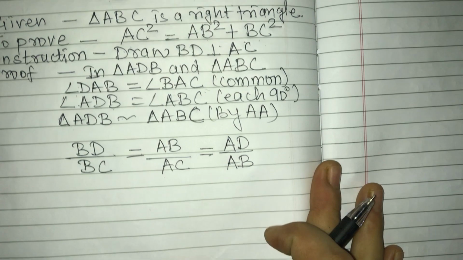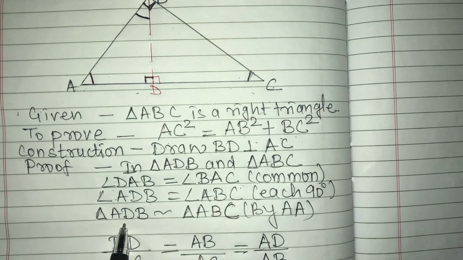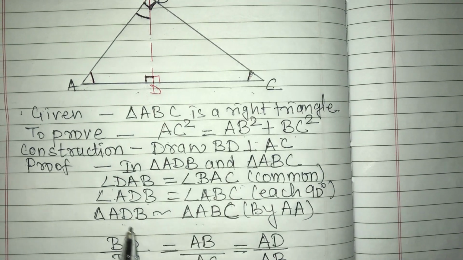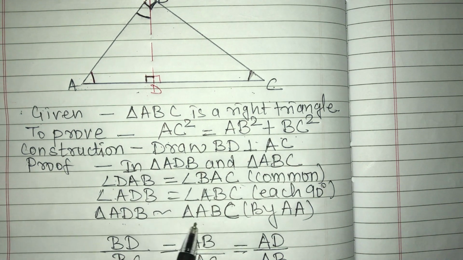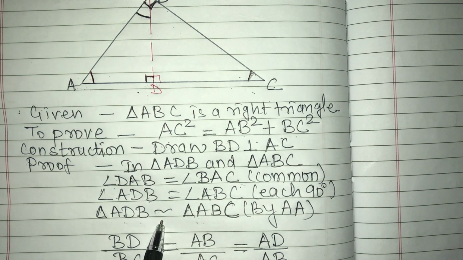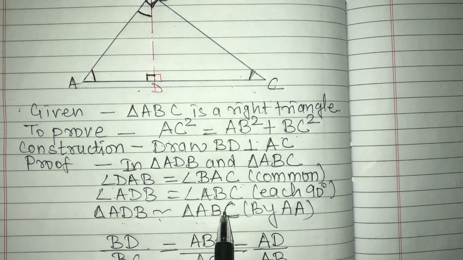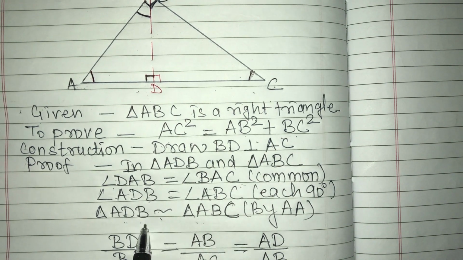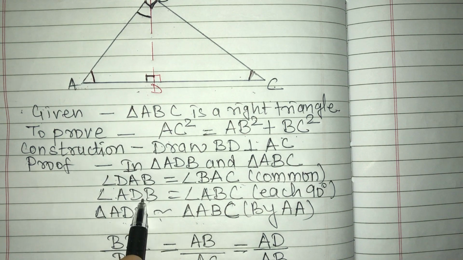I am again repeating what I am doing. These two triangles are similar triangles. Since these two triangles are similar, therefore their sides are proportional. So which side is proportional to which side? For this you have to just look at the angles which are equal.